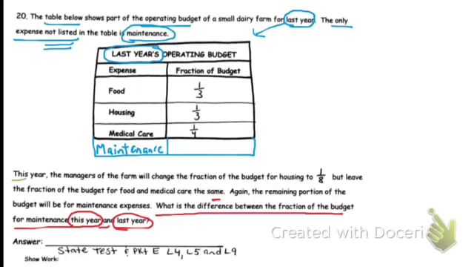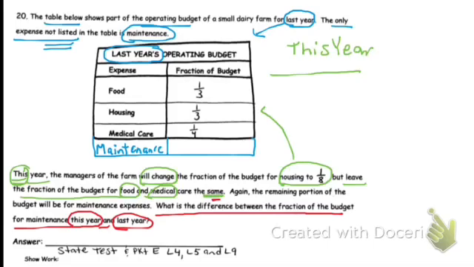Now, underneath the table it says that this year, and I know I need to know something about this year, the managers of the farm will change the fraction of the budget for housing to 1/8. So they're going to change housing to 1/8. But they will leave food and medical the same. Remember, what's shown here in the table is last year's budget. I'm talking green about this year's budget. So let me make my own table for this year's budget, and I'll make it right next to it. I know that housing, they're changing to 1/8. So for housing, I'll put 1/8.